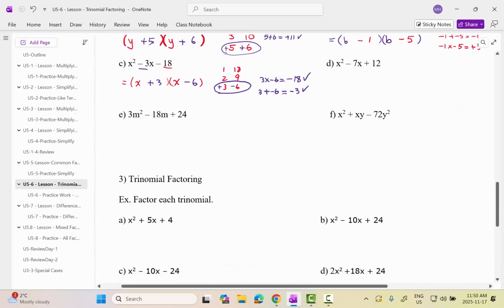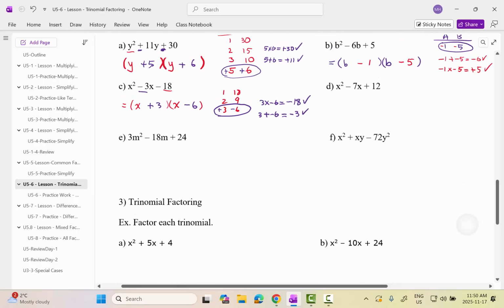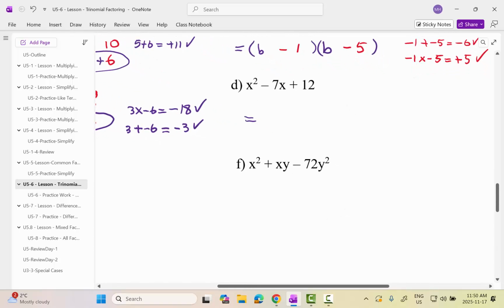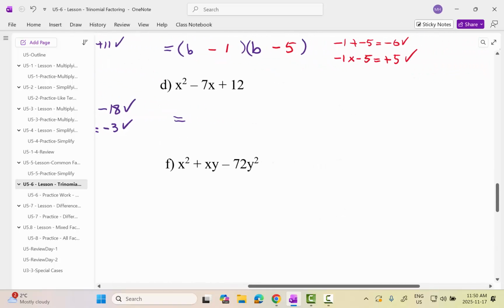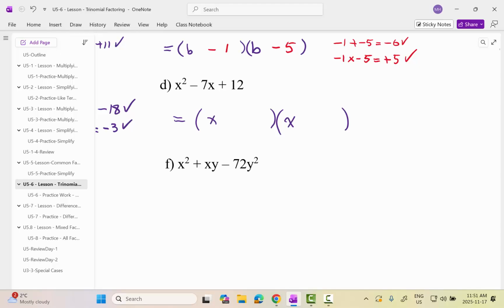All right, let's continue our different questions. Let's try D here. All right, so again, we want to make two brackets. And so the two brackets have to be what? X and X, right? Yeah, X and X. We have to find two numbers that what?